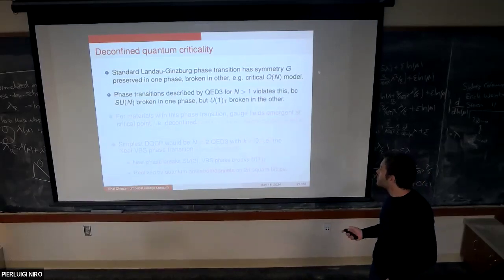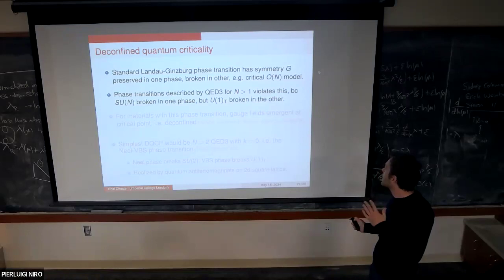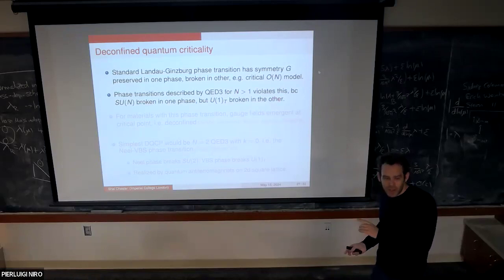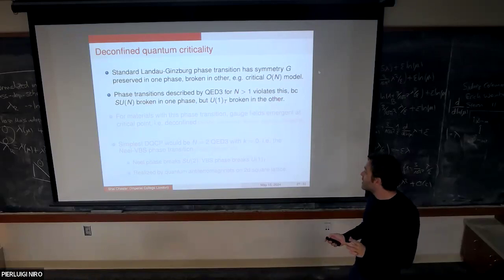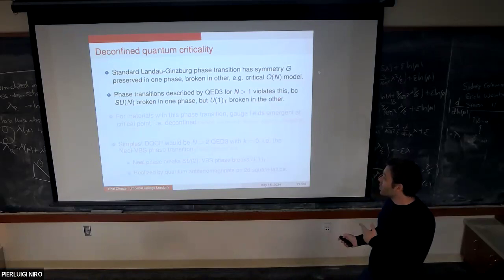Phase transitions described by QED3 when n is bigger than 1 violate this paradigm, because you have two symmetries, SU(N) and U(1), and one phase preserves SU(N) and breaks U(1), while the other phase is vice versa. So this is what's called the beyond Landau-Ginzburg phase transition. And this is why people are so interested in this so-called deconfined quantum criticality.